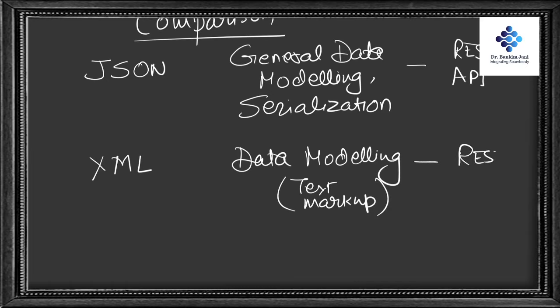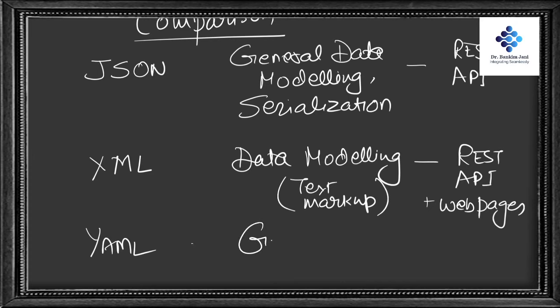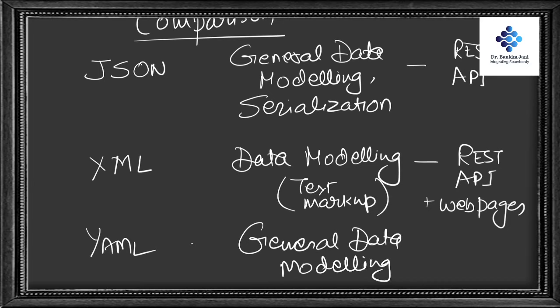So it will be for REST API plus web pages. As we talked about, it has the capability to give dynamic pages. And finally this YAML, again it is for general data modeling. And where shall we be using it? Ansible.